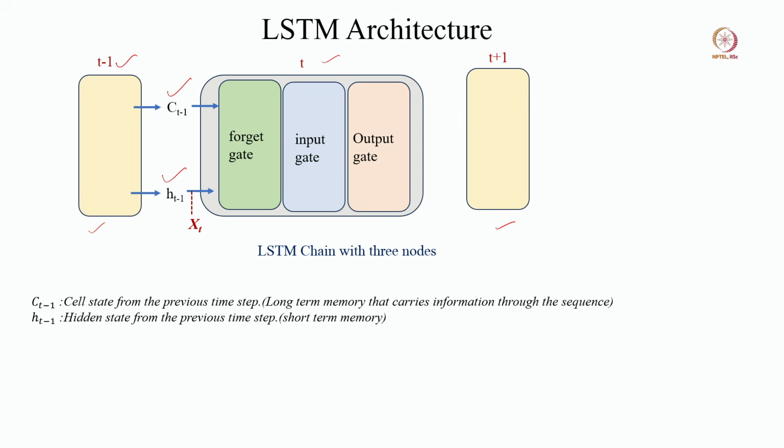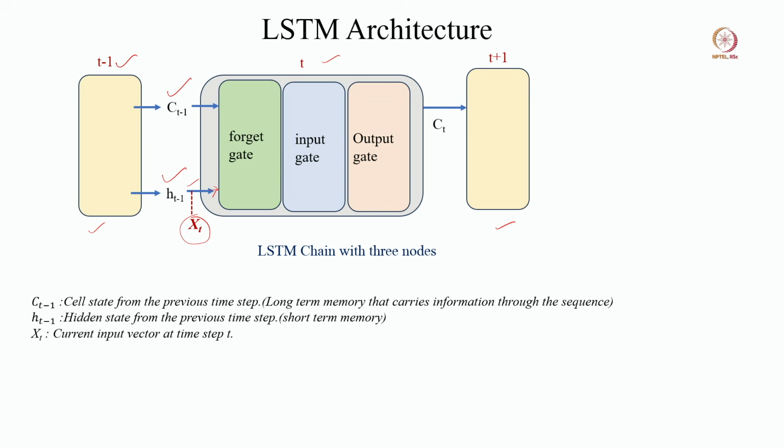Now, here what happens is this Ht minus 1 goes together with the input from time instance T. This is the input vector that also enters the forget gate. Xt is the current input vector at time step T.